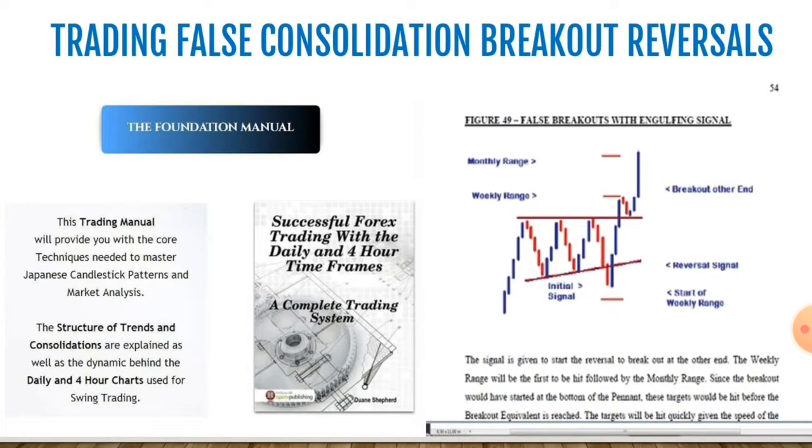The fourth setup is, of course, where we trade false consolidation breakout reversals, where the market will attempt a breakout at one end of the consolidation and then reverse sharply to take us back inside of the consolidation, and in most cases start a breakout at the other end of the consolidation. So these are the 4 types of market setups that we would trade when it comes to trading either range consolidation setups or one of 3 types of pennant setups that we see on the daily chart and the 4-hour chart.